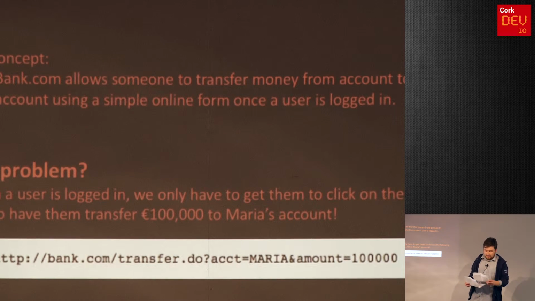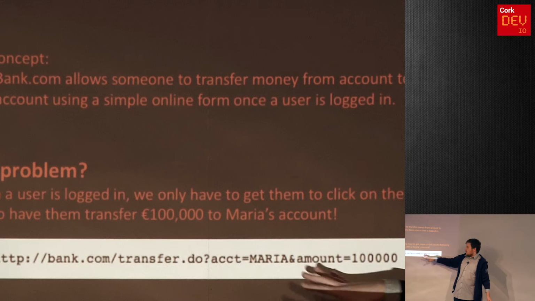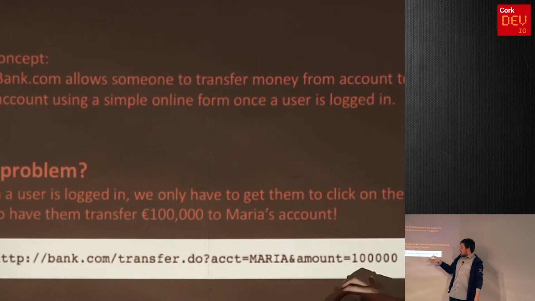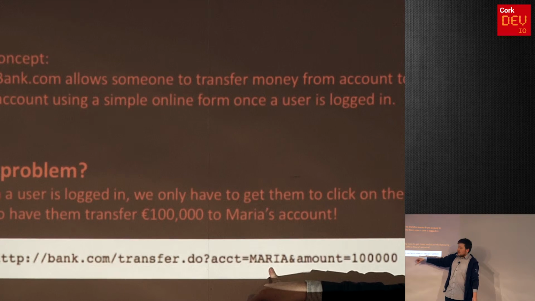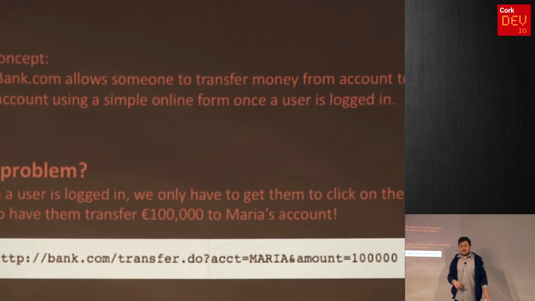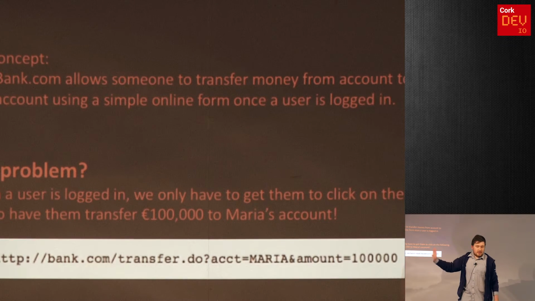Maria figures out that she can send Billy this link here, and what it'll do is send €100,000 to Maria's account, and Maria won't have to do anything. She doesn't have to confirm it, and Billy doesn't have to confirm it. You just send him the link and it automatically processes the action.